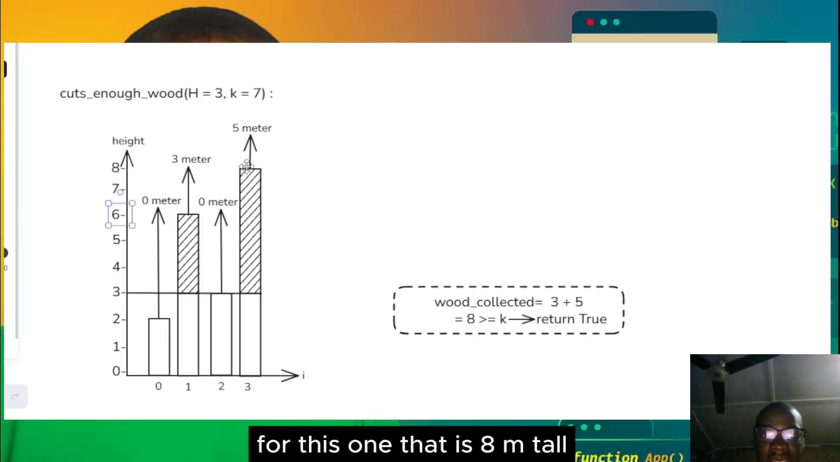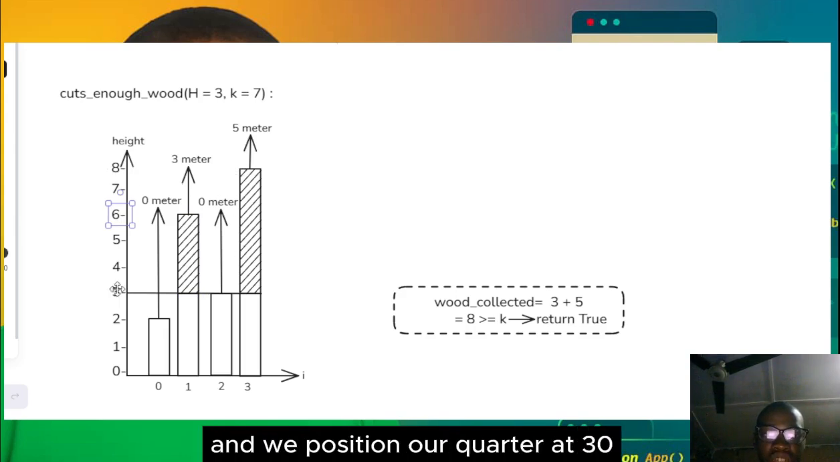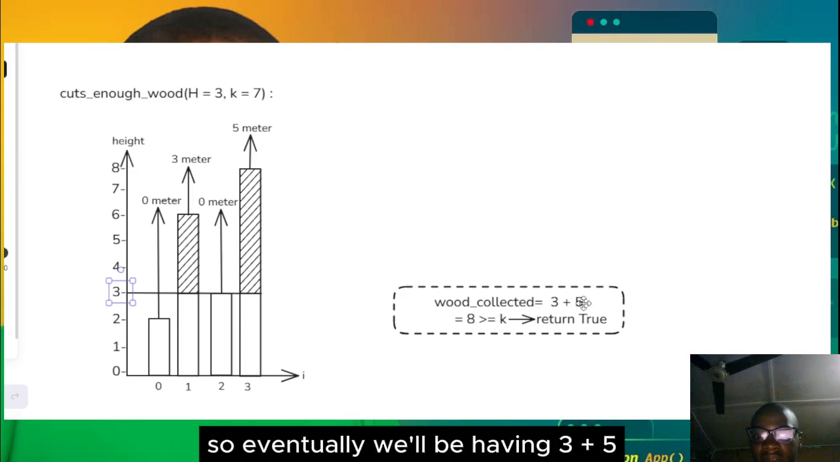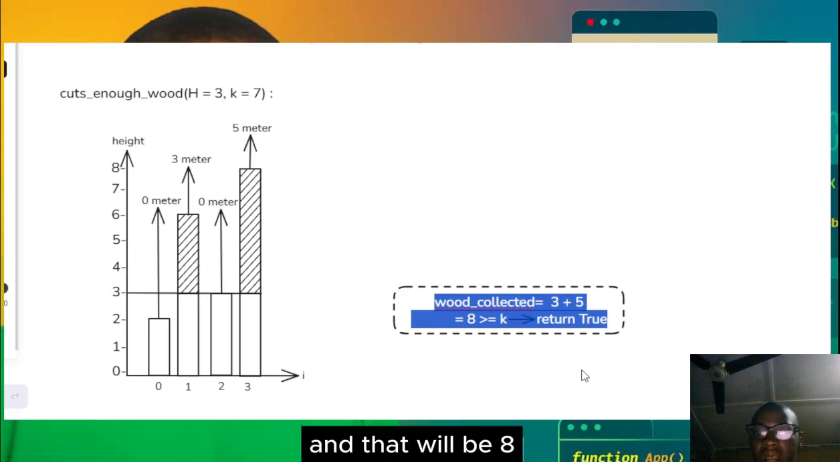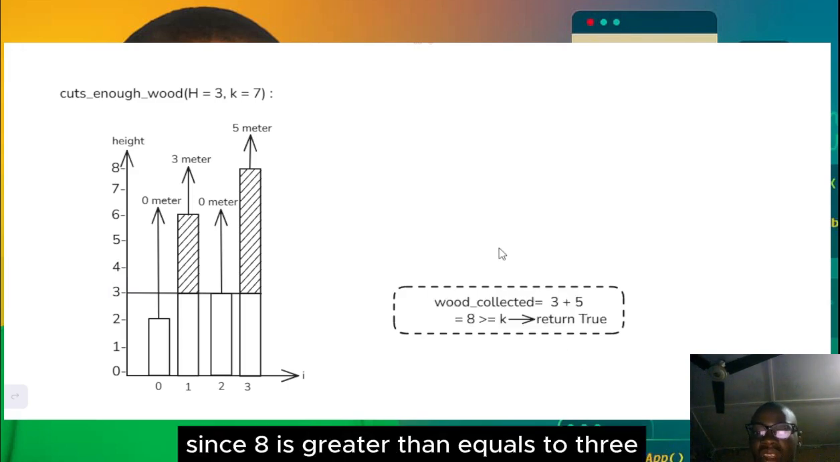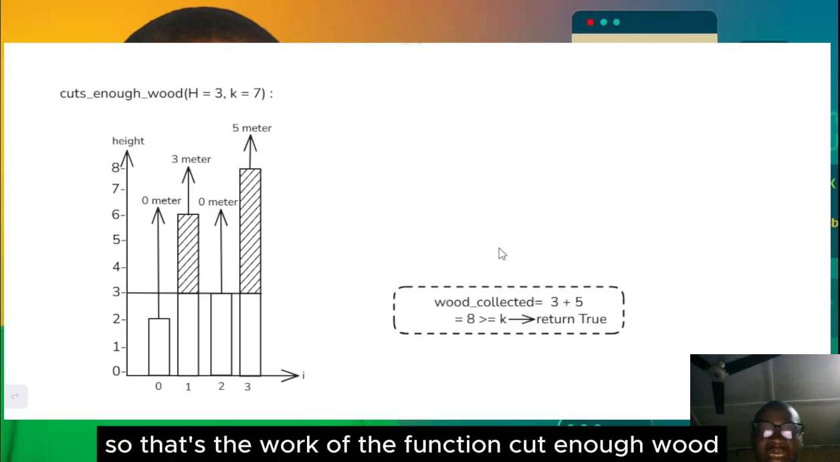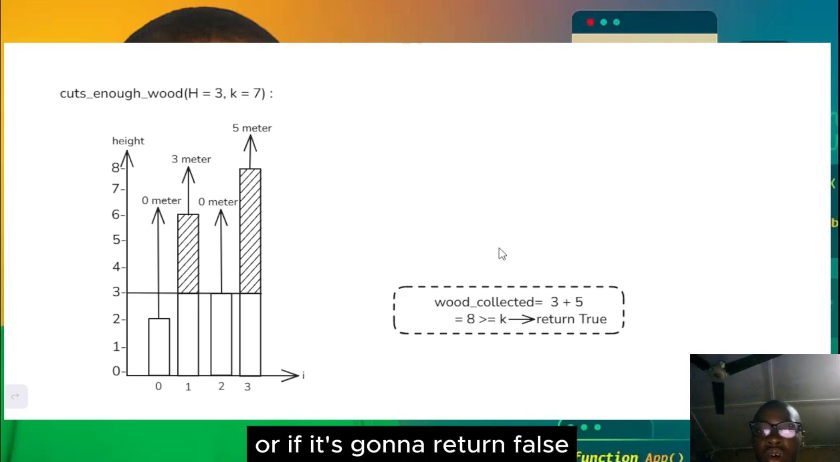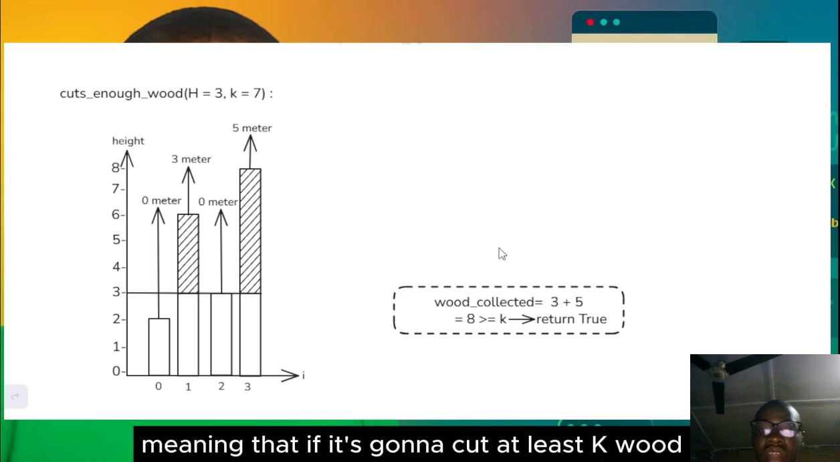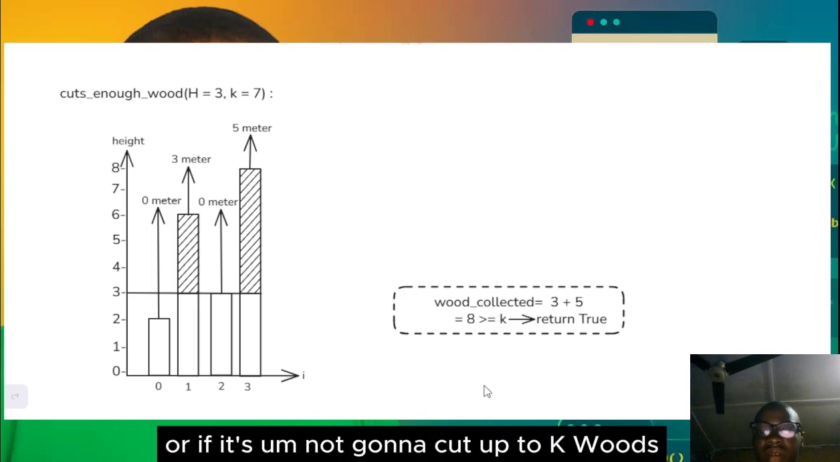For this one that is 8 meters tall, and we position our cutter at 3, it's going to be 8 minus 3, that gives us 5. So eventually we'll have 3 plus 5 as the total amount of wood that is cut, and that will be 8. Since 8 is greater than or equal to k, it's going to return true. So that is the work of the function cut enough wood. It just tells us whether it returns true or false, meaning whether it's going to cut at least k wood, or whether it's not going to cut up to k wood.